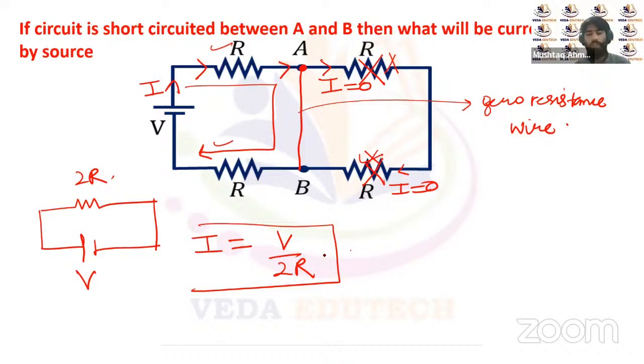So this is how the short circuit plays a role. When a resistor is short circuited, you can see clearly here that we have two resistances which are short circuited, this R and this R. If they are short circuited, then there will be no current flowing through them.